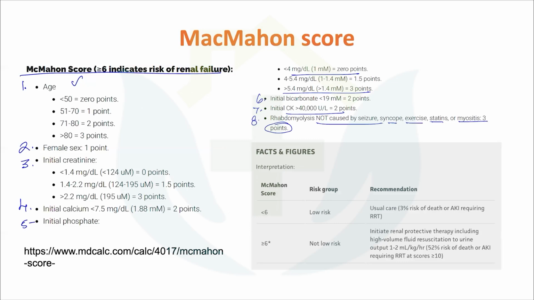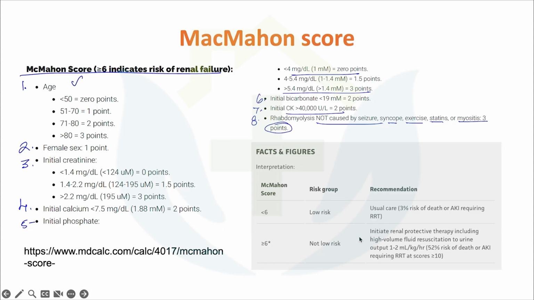So in cases where the CK levels are not established as high, what you can use is something known as the McMahon score. This is particularly useful for intermediate to high risk category patients. This is a pre-test probability of having rhabdomyolysis. So what are the scores? It has 8 components: age, female sex, initial creatinine, and the serum electrolytes, serum calcium levels, phosphate, initial bicarbonate, total CK levels, and whether rhabdomyolysis is caused by particular factors or not. I'm not going into the individual components. I have put down this link. If you just click on the link, you will go to MDCalc and you can calculate it yourself.